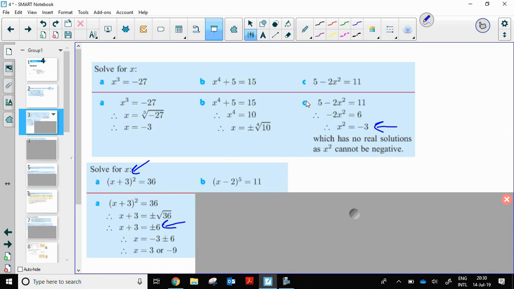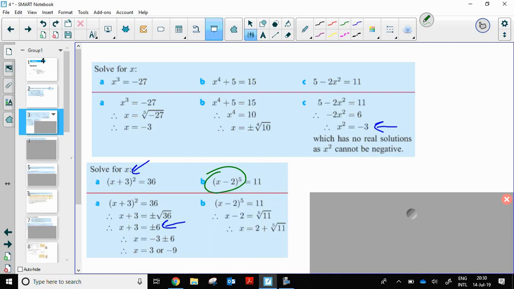And then certainly you don't want to use the expansion technique for the second one. I mean, x minus 2 to the power of 5, yeah, I can expand that, and we will be working with binomial expansion later on in this course, but that's a huge hassle. So instead, let's just take the fifth root of 11 and then add 2 to it.